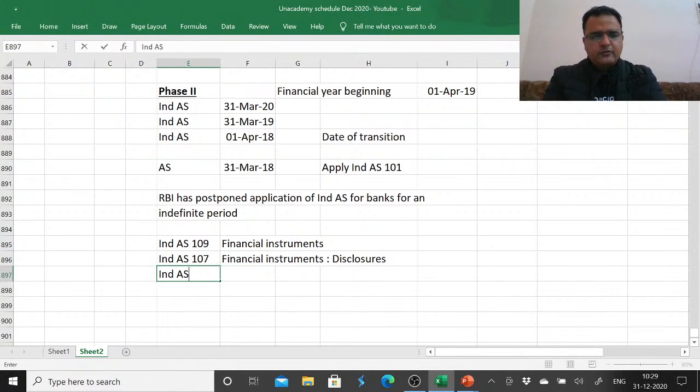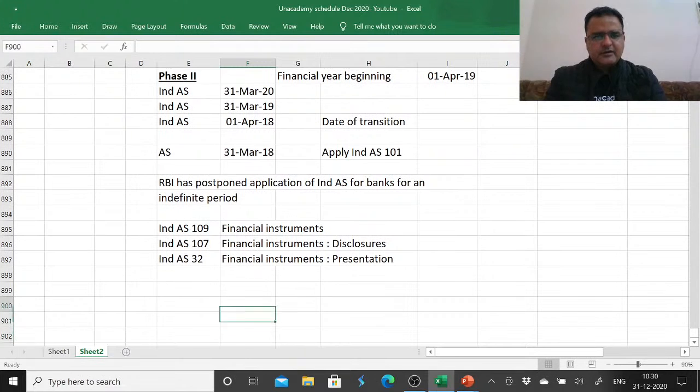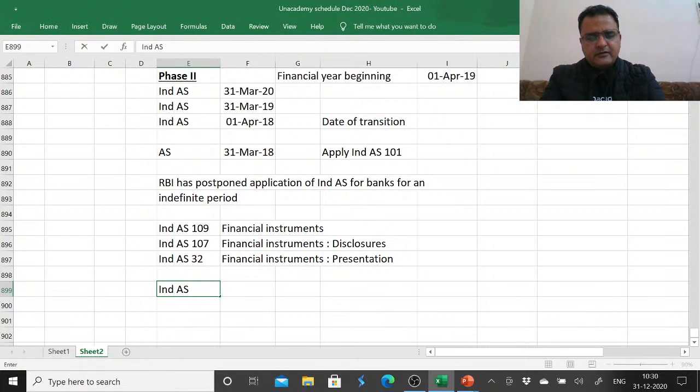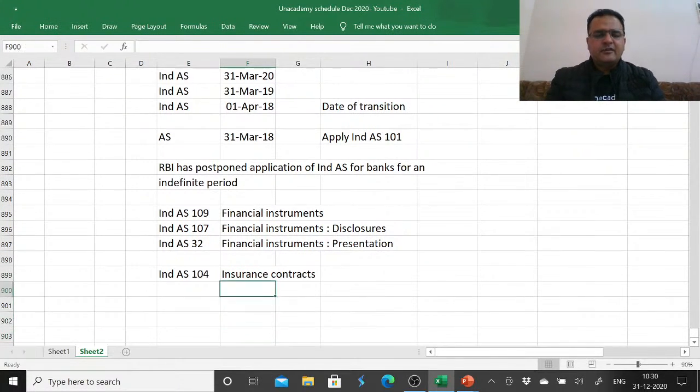Ind AS 32 Financial Instruments Presentation, that is classification between equity and liability or classification of assets, and Ind AS 104 Insurance Contracts, which you can go through now, so that you'll get to know what changed. This has a relationship with financial instruments, because the standard which will change in future will be Ind AS 117 Insurance Contracts.